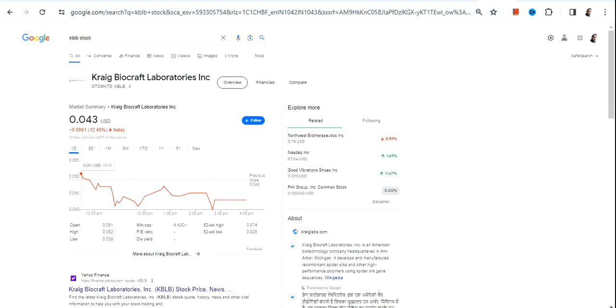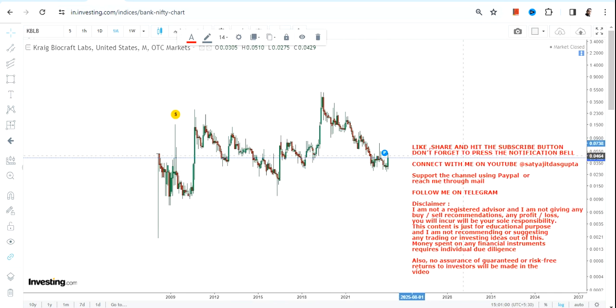So we're going to discuss KBLB stock, or Kraig Biocraft Laboratories Inc. Now this is the price chart, and first of all, this stock is listed in the OTC market. So the risk and volatility will exponentially be on the higher side, and if you are not comfortable with both risk and volatility, please stay out of this, otherwise you will end up making big losses because the moves are sharp on both sides. So don't do something which you do not understand.